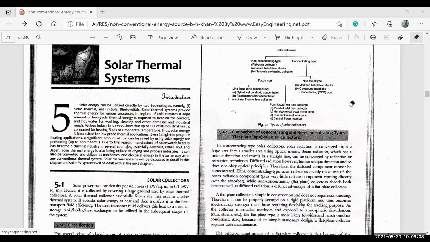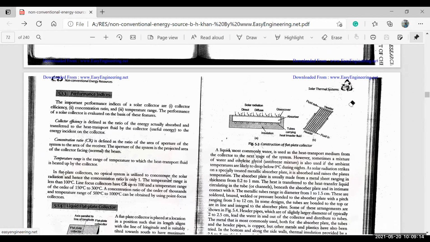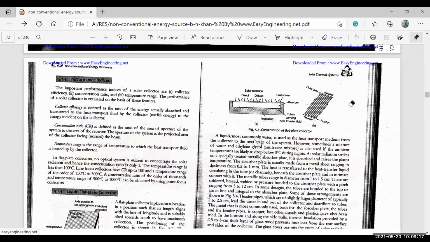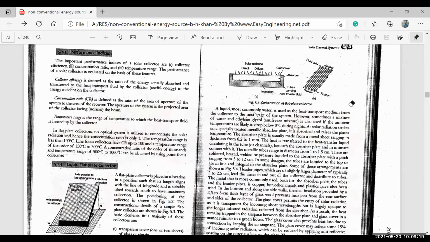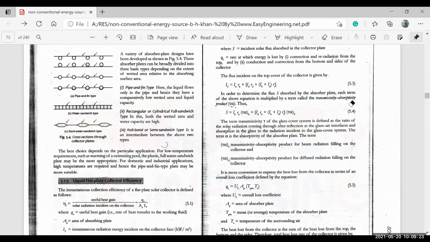Let's first see this part. What is in this book, I will be adding in this part. So we are over with the construction of the back plate. These types I have explained. These are the tubes, these rounds. These are the absorbers and these are the tubes.